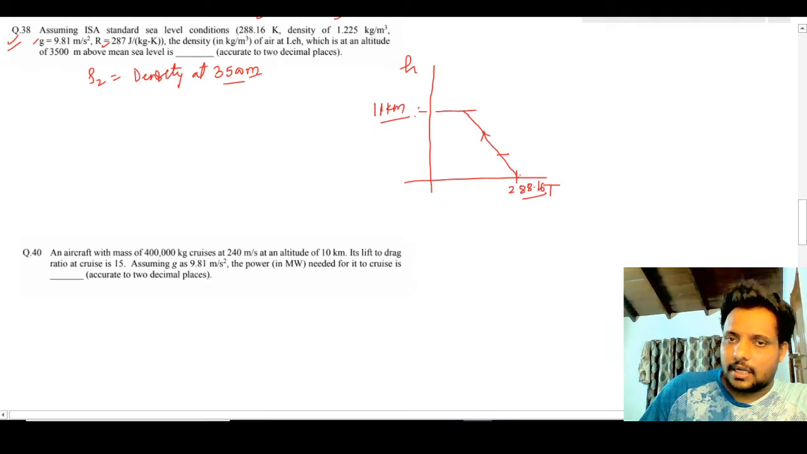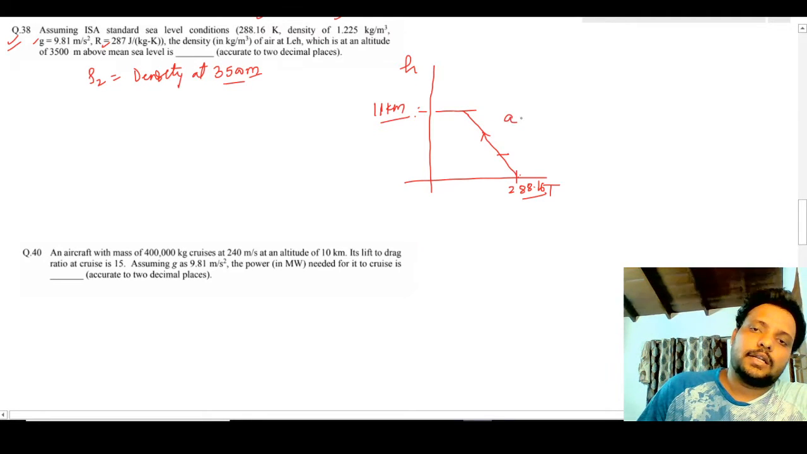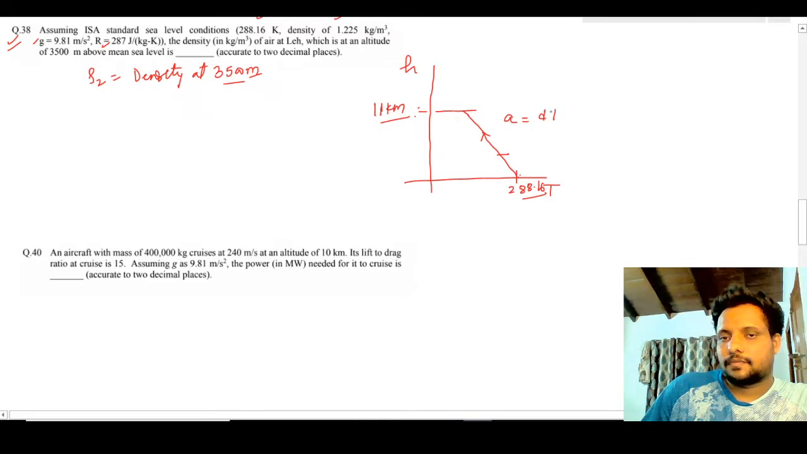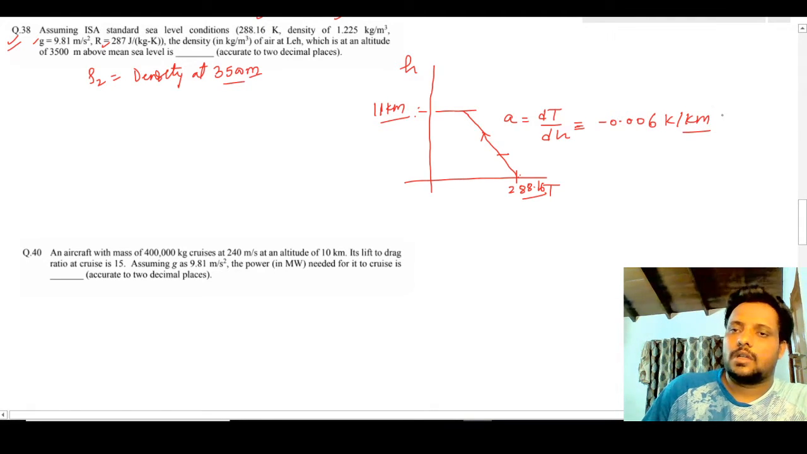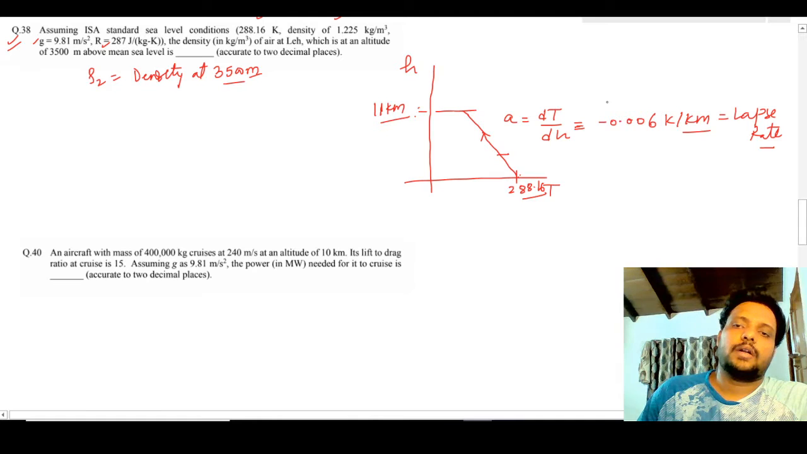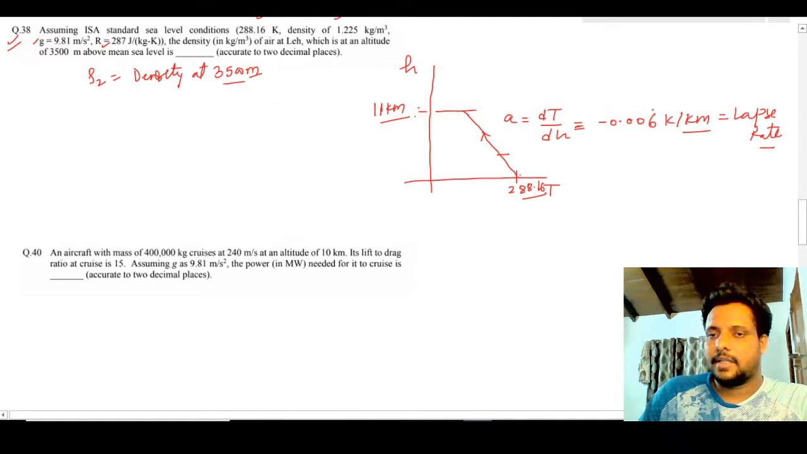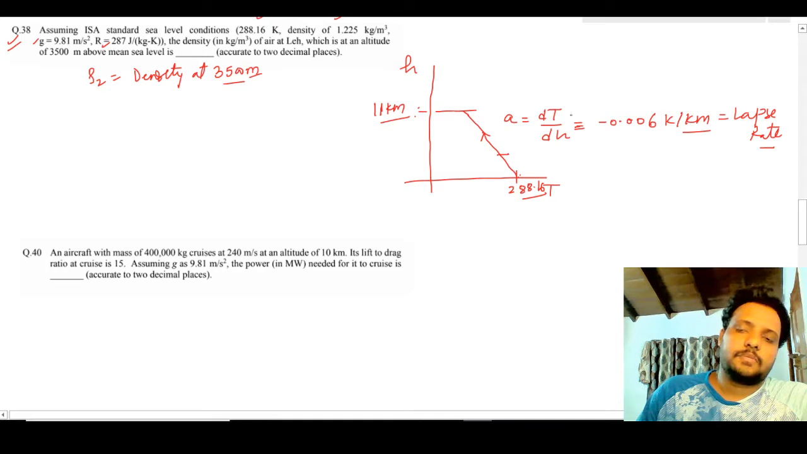decreasing at a linear rate, and that linear rate is known as lapse rate, which is approximately equal to minus 0.006 kelvin per meter. What is this? This is the lapse rate. The definition of lapse rate is the change in temperature with respect to altitude. It can be positive as well as negative, but for the first layer of the atmosphere it is negative. As you can see here, the slope is in this direction.